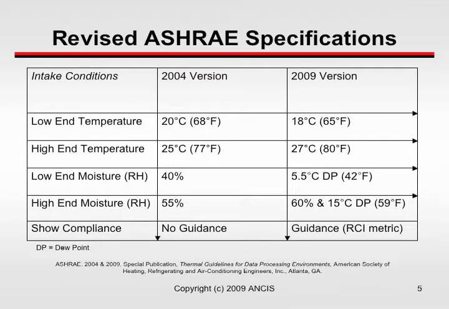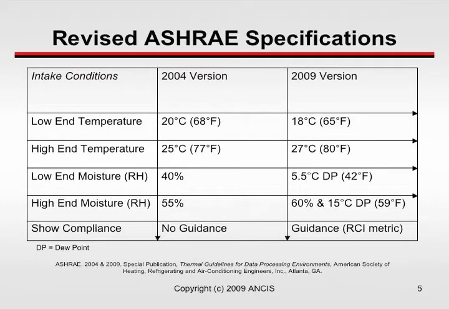As you can see here, in 2004, the recommended range was between 20C and 25C, or 68 to 77. That was a very narrow range, and if you want to conserve energy in data centers, that was a real limitation. So in 2009, that was opened up a little bit from 18C to 27, or 65 to 80. And that happened to be the same range as telecom has been operating in for many, many years.